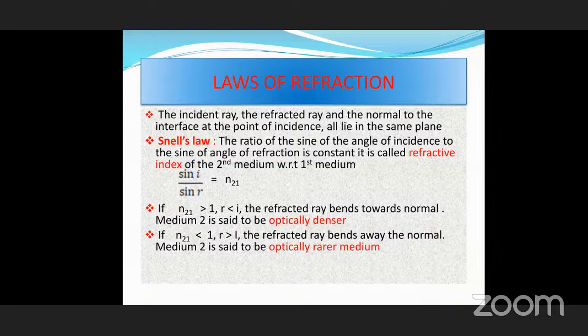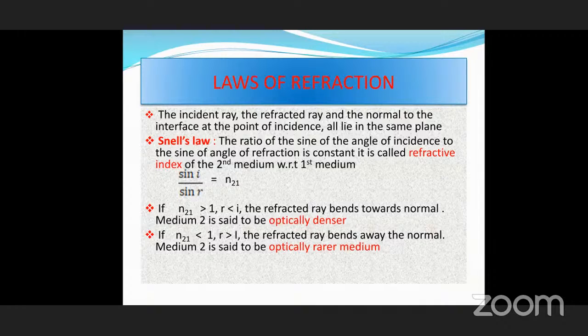Okay. Now, if it is vice versa, n21 is less than 1, what happens? R is greater than I. It means the refracted ray bends away from the normal. R should be greater, and greater means it has to move away from the normal. While it is nearer to the normal, the angle is less, and we see the optically denser condition. If it is away from the normal, the medium is said to be an optically rarer medium.